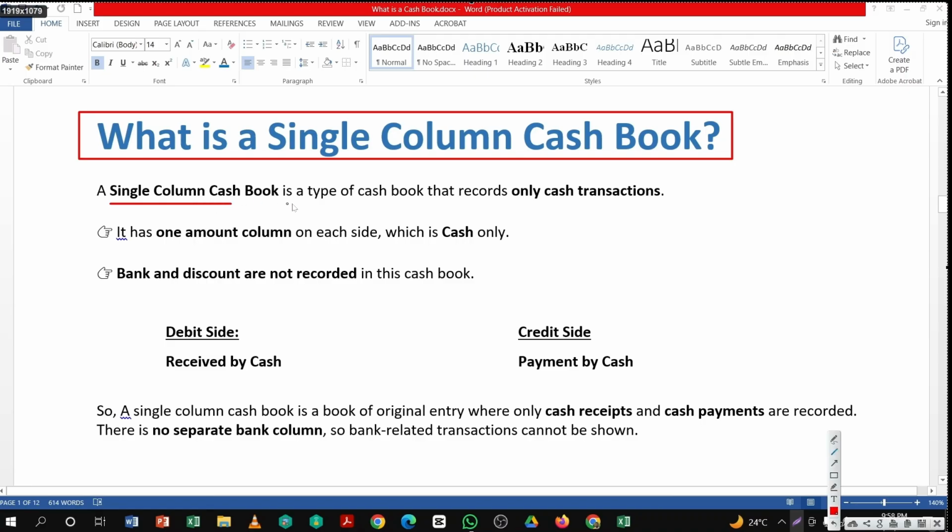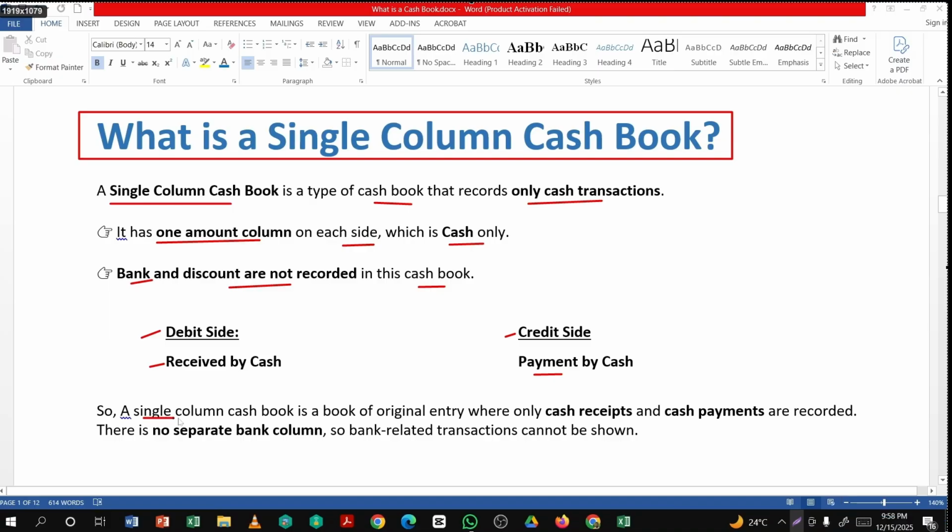A single column cash book is a type of cash book that records only cash transactions. It has one amount column on each side, which is cash only. Bank and discount are not recorded in this cash book. In this cash book, one side is the debit side and the other is the credit side. The debit side records cash receipts only, and the credit side records cash payments only.